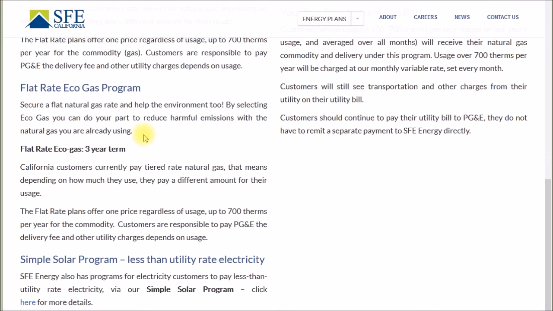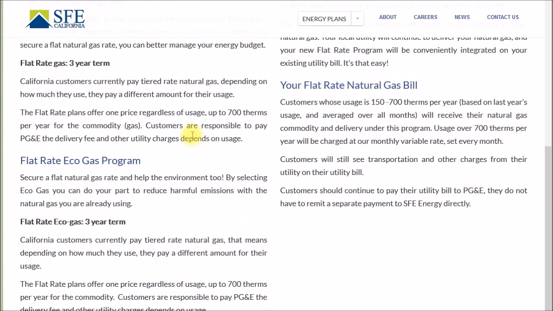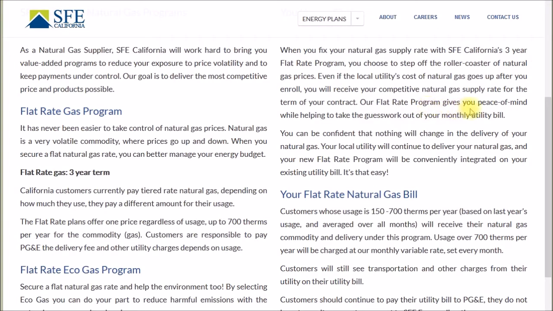Then they have the regular and eco flat rate plans. With the eco plan, you are offsetting greenhouse gas emissions. Well, that's great, but any gas they sell in California has to have had that done anyway. So what's the difference between these two programs? "Our flat rate program gives you peace of mind while helping to take the guesswork out of your monthly utility bill." However, it seems you need to guess what your monthly bill will be with SFE Energy.